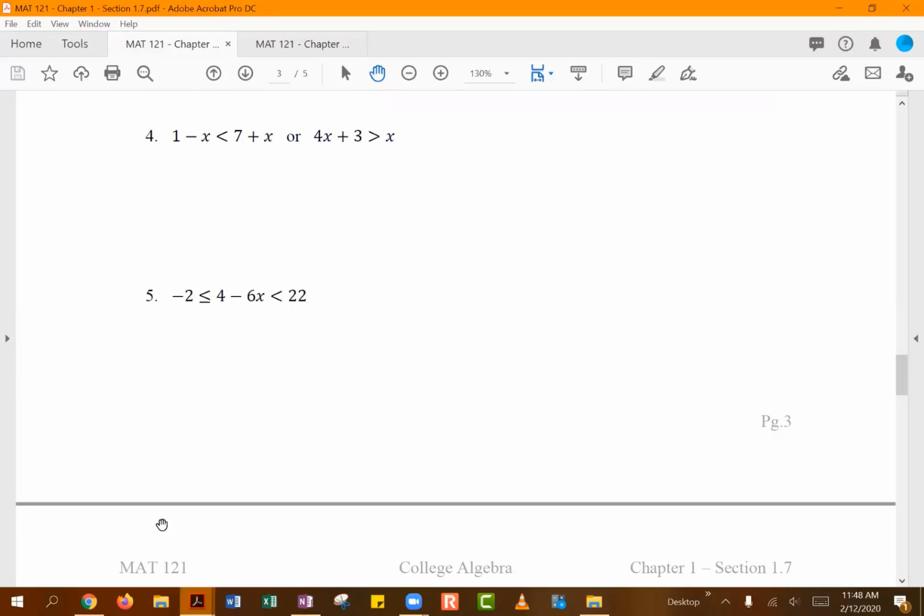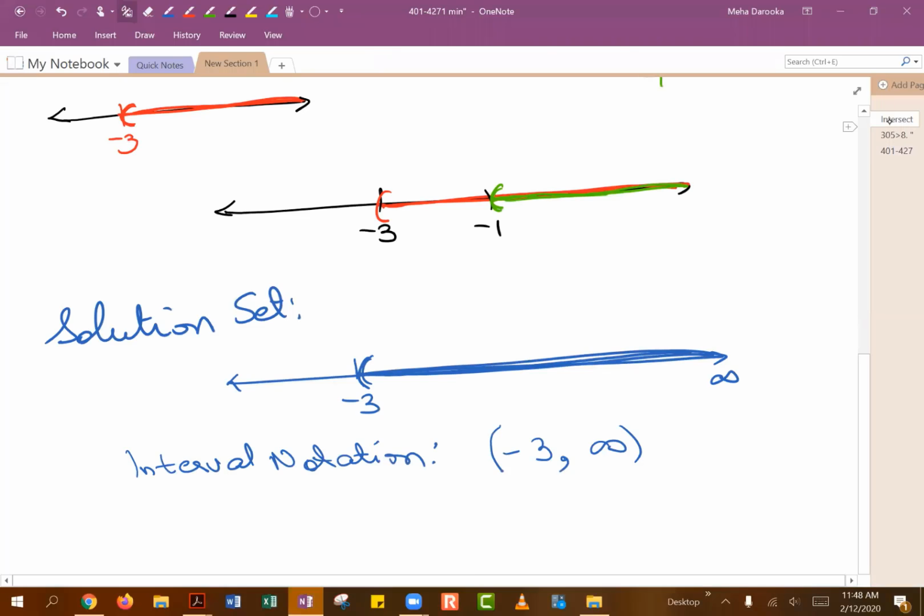Any guesses on what kind of example number 5 is? Is that an and or an or? It is actually going to be an and inequality, because you can see how your x is sandwiched between two different inequality symbols. So this is by default going to end up being an and inequality. Now the way you solve this, this is what we call a 3-part inequality.